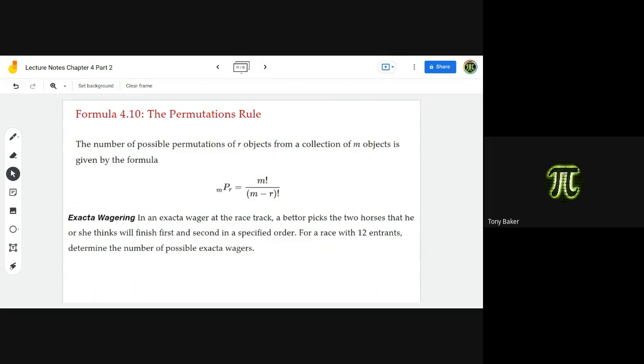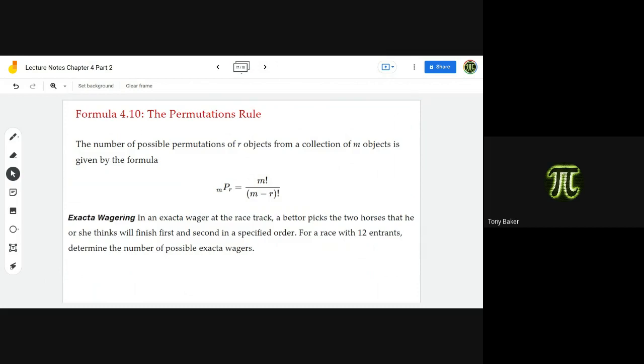Yes. So order matters. If I pick Secretariat and American Dream as 1, 2, and American Dream comes in first and Secretariat comes in second, I lost. Even though the same 2 horses were first and second, the order matters. So it's a permutation.